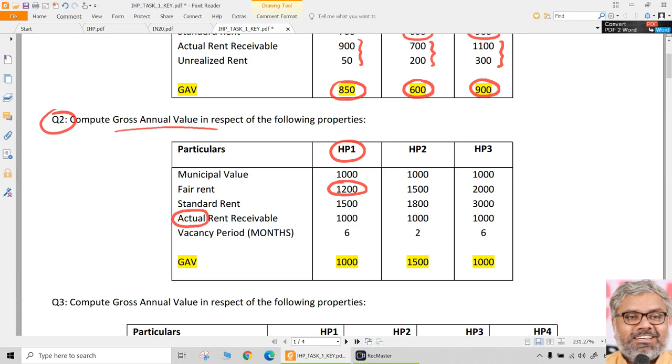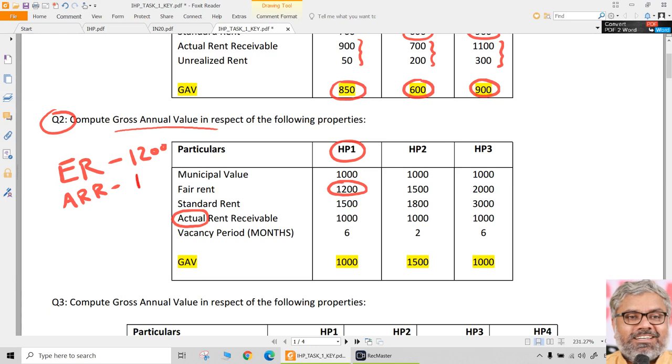Now after that, let us come back to the computation aspect. So where are we? Expected rent related to this particular property will be how much? 1000 or 1200, whichever is higher. 1200 or 1500, whichever is lower. So definitely 1200 is the expected rent. Okay, fine. That has to be compared with ARR. Now, ARR has to be just calculated as it is. 1000 is the actual rent receivable. 1000, fine.